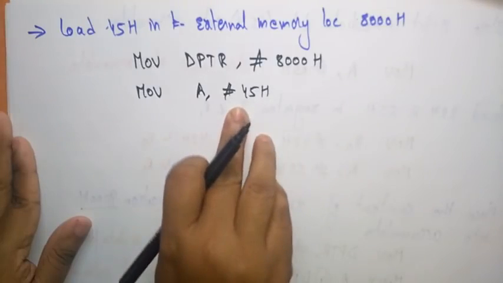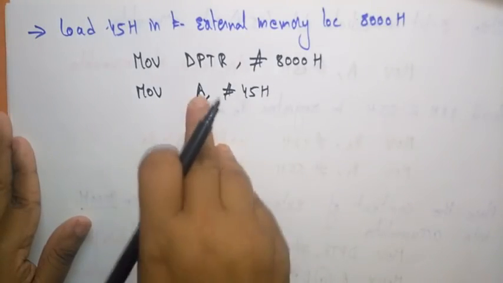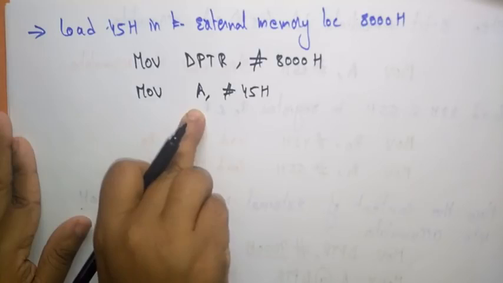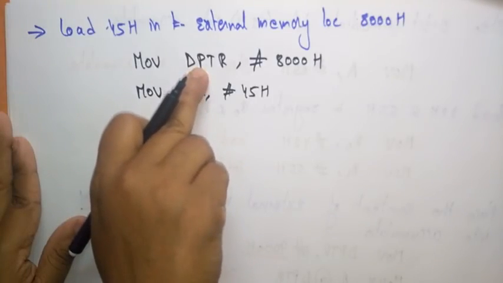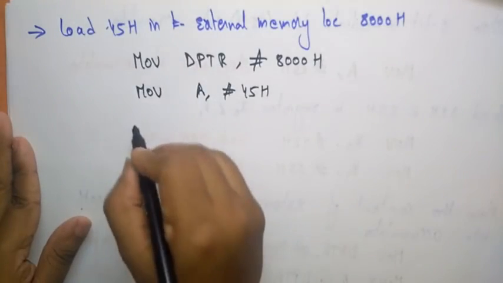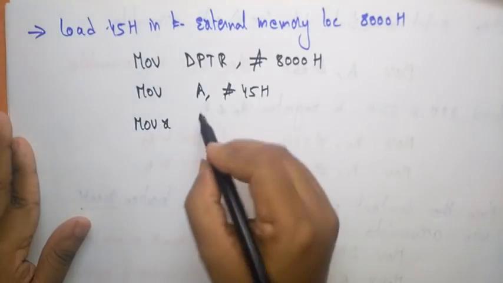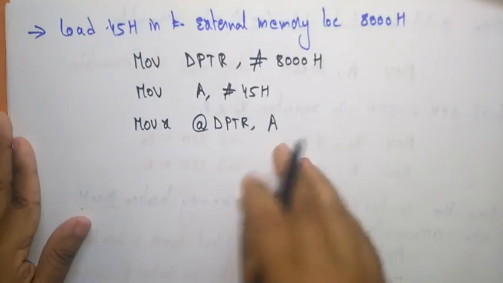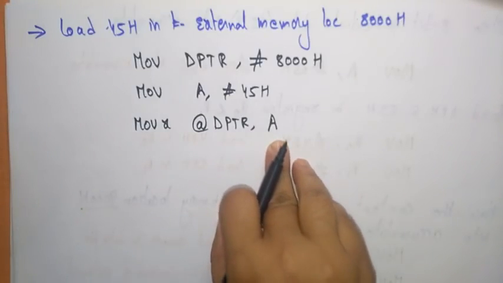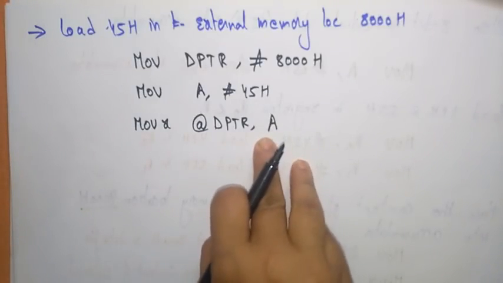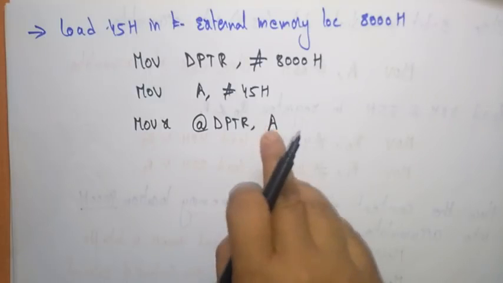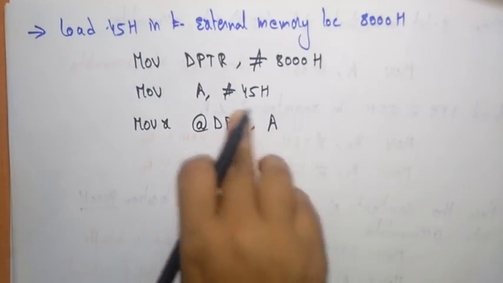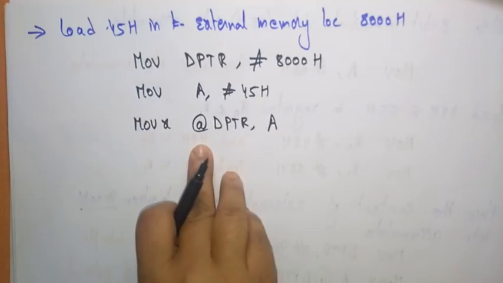Next, MOV A, 45H. So this 45H immediate data is moving to the accumulator. Now the accumulator contains 45 data and the data pointer contains the 8000 memory location. And finally you need to write MOVX @DPTR, comma, A. So A has to copy the content of the accumulator, whatever is present, that 45H, and that 45H is stored into external memory location 8000.